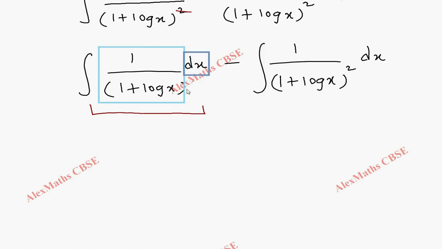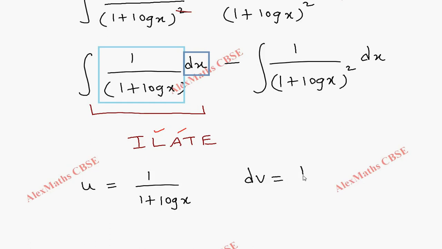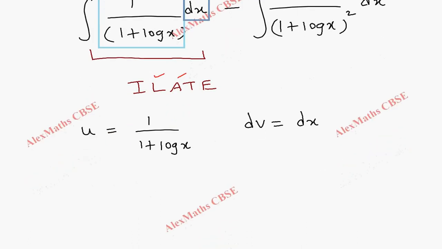So we have to write ILATE and mark what terms are present. The first term is logarithmic, we have 1 by 1 plus log x, and the second term is 1 dx, where 1 is algebraic. So we have two terms, one logarithmic and one algebraic. Whichever comes first, we take it as u. So u is 1 by 1 plus log x, and the next term is dv, which is dx. From u, we have to find its derivative du.